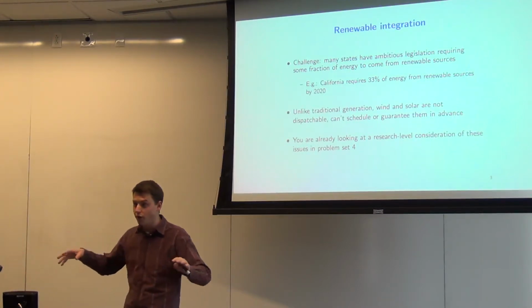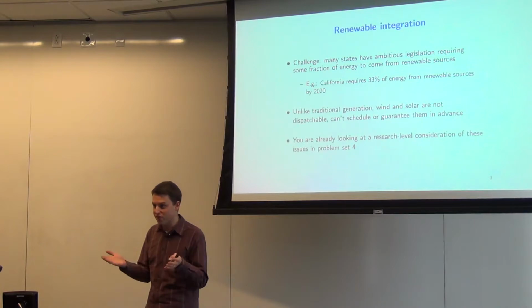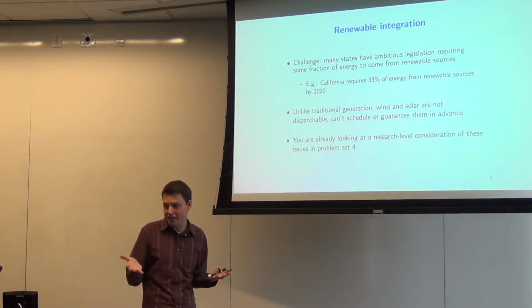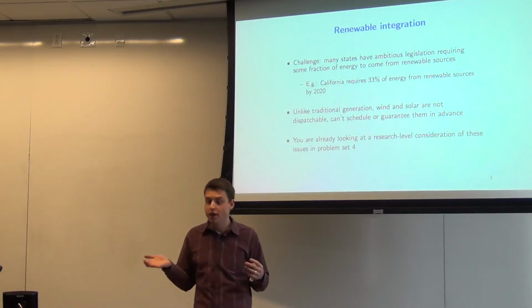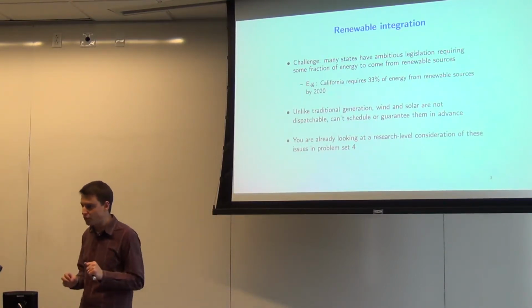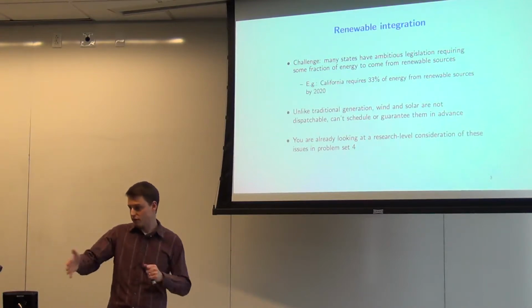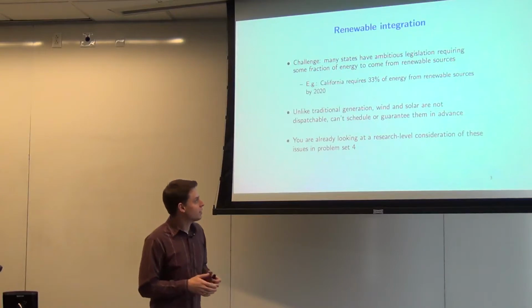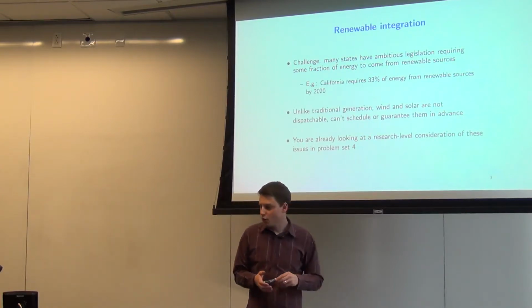If you tell it to a wind farm, you're not going to get very far, right? Because the wind farm is not going to be able to ramp up power if you want it. It's just going to have whatever power there really is in the wind. And same with solar panels. So the technical term for this is that they're not dispatchable. You can't decide how much power they should generate when, and you can't guarantee them or really schedule them in advance.